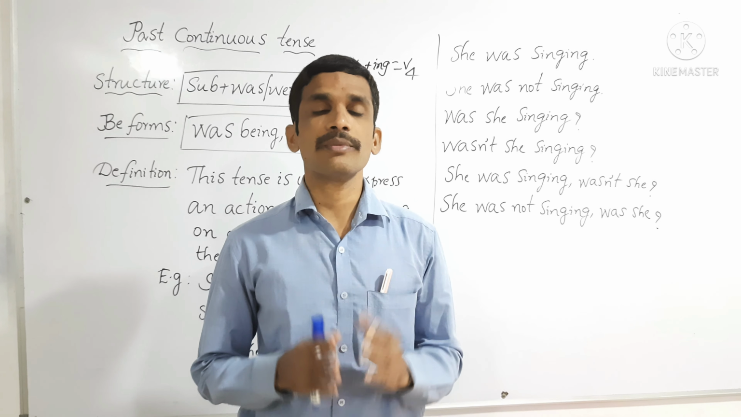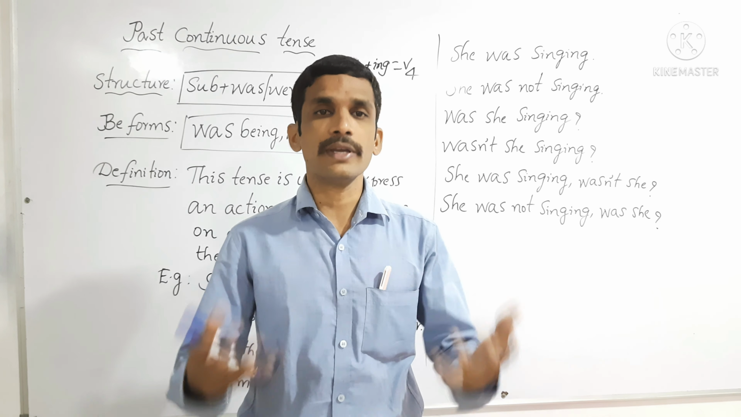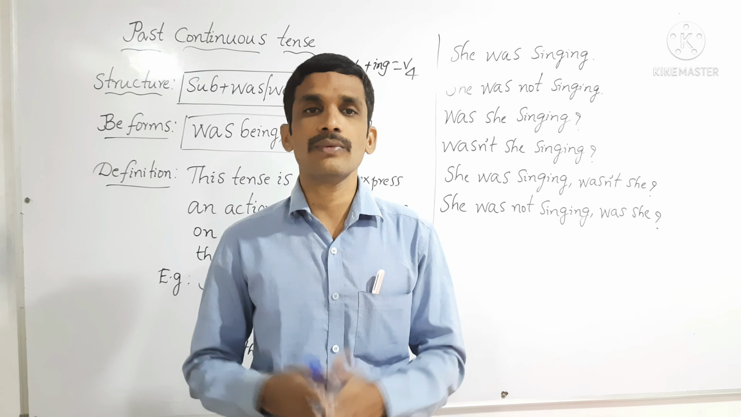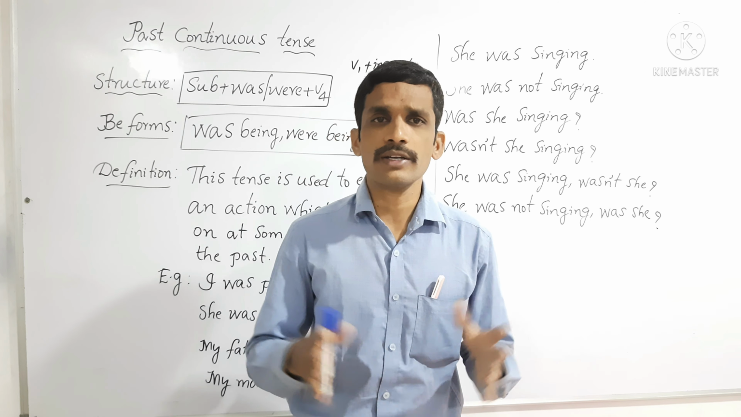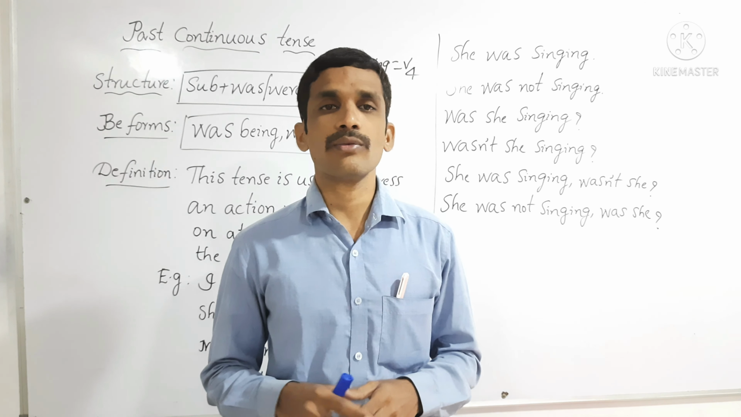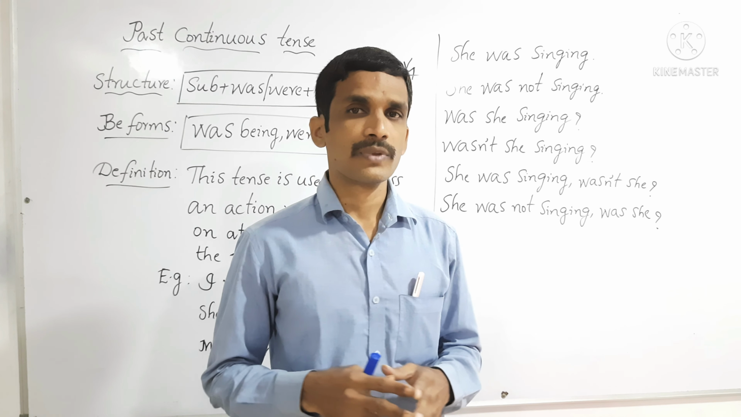For example, base form is go. What is V4? Going. If we add ing form to the base form, it will be going. Going will be V4. So in all continuous tenses we have to write the V4. In the present continuous tense also we have to write V4, past continuous tense also we have to write V4, and future continuous tense also we have to write V4.